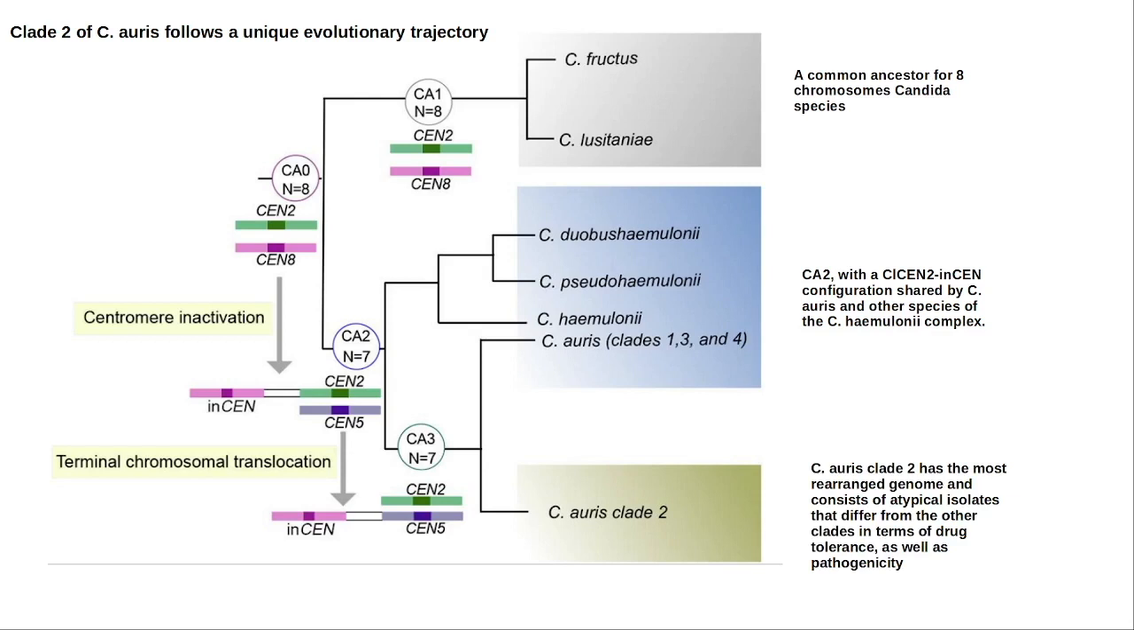Out of the 4 clades, clade 2 has a remarkably rearranged genome, and it consists of atypical isolates that differ from the other clades in terms of drug tolerance as well as pathogenicity. Also, the conservation of the Candida lusitania cen 8 containing the synteny block among the hemiloni complex species in all the auris clades except clade 2 further suggests that clade 2 underwent major changes in its karyotype.